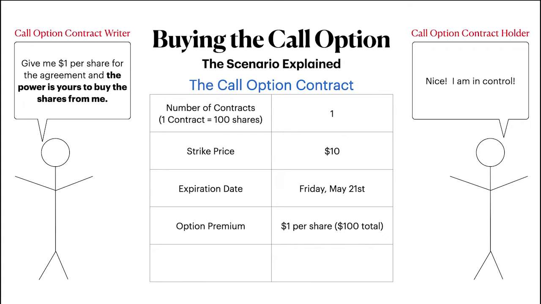So now, furthering the scenario, the writer says, the power is yours to buy the shares from me, and the contract holder says, nice, I'm in control. In other words, it's the buyer who makes that determination of whether or not the contract's going to be exercised. So if you're the buyer of a contract, whether that option contract is a call or a put, as we'll talk about in a later video, that power goes to the buyer. And in exchange for that sort of power is the premium that the contract writer receives. So when you look in the table, it says right to exercise the contract, and that right belongs specifically to the holder of that contract, the one who purchased it.